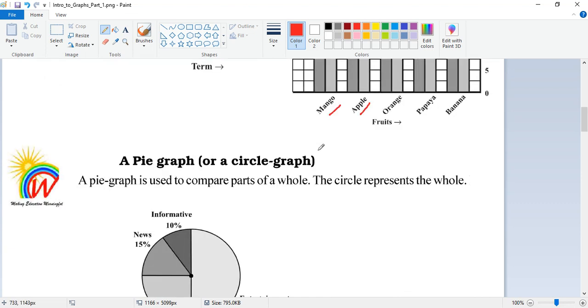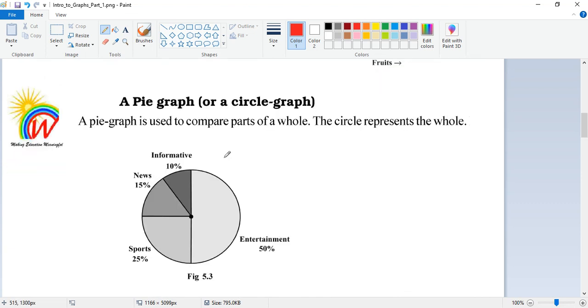All right, now you come to the second type of graph, which is called a pie graph, or it's also called a pie chart. It's like a circle. When you see a circular graph, it's called a pie graph. Now you see this whole circle, this full circle represents the whole thing. Here, this is 10% information, 15% news, 25% sports, and this half is entertainment, 50%.